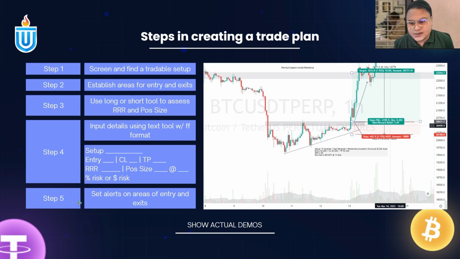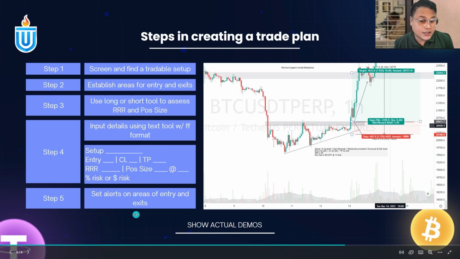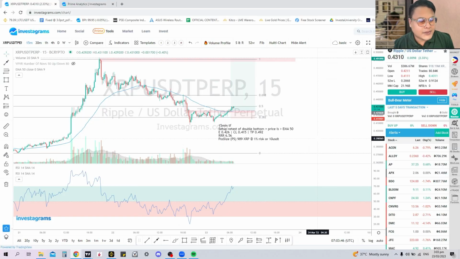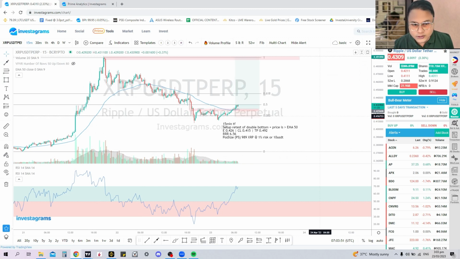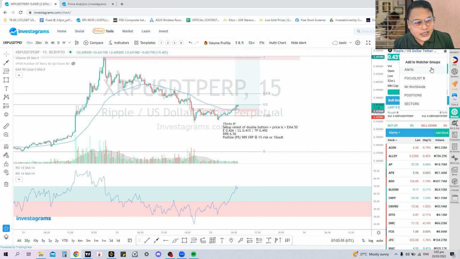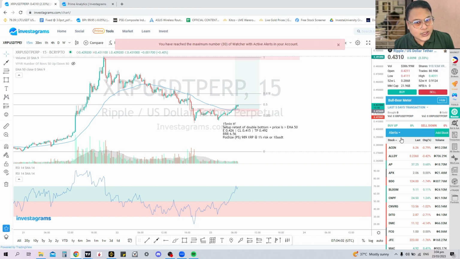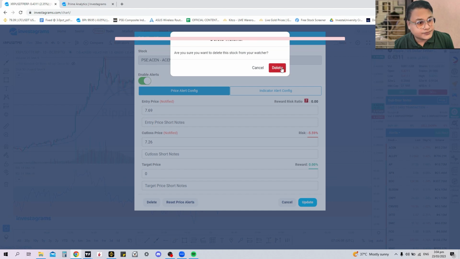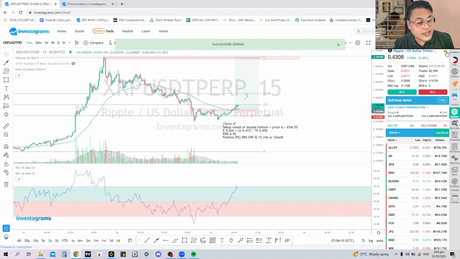Another step is setting your alerts. Setting your alerts is very important para lang din aware ka if na-hit na yung entry mo, na-hit na yung cut loss level mo and your target price. So pag ganyan, setting your alerts, pindutin mo lang tong star button na yan, ilagay mo sa alerts. So nakalagay sa akin, max of 30 lang, no. Tanggalin ko yung iba. Tanggalin ko yung ASIN. Ilagay natin yung XRP.